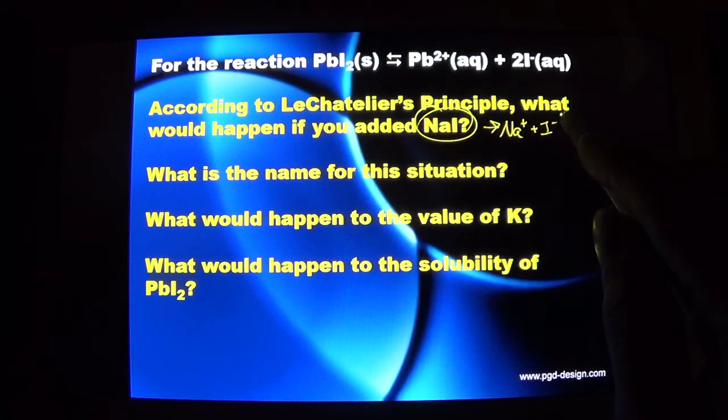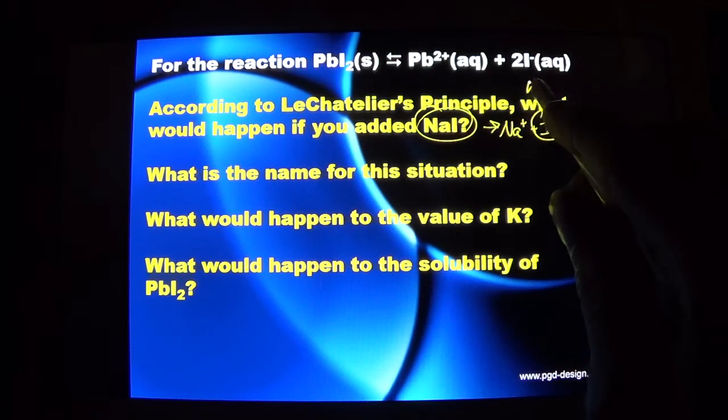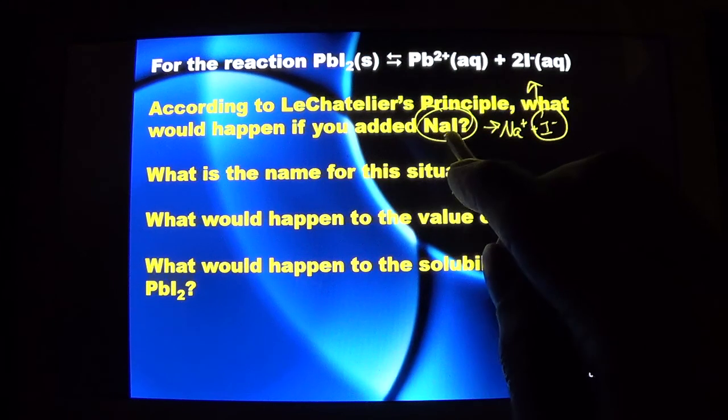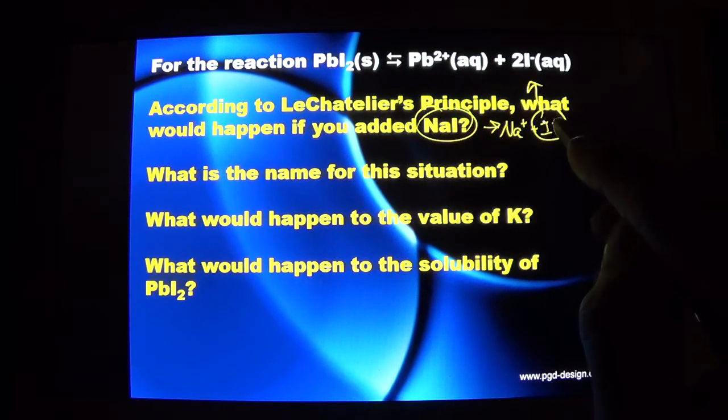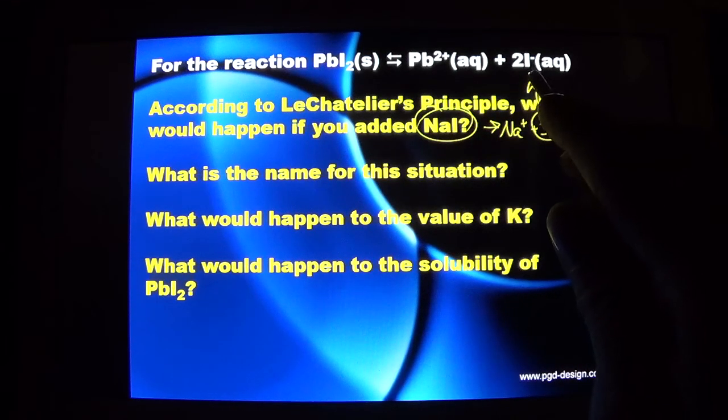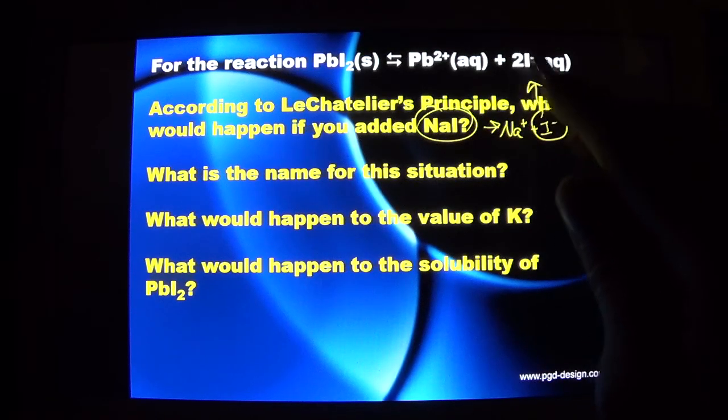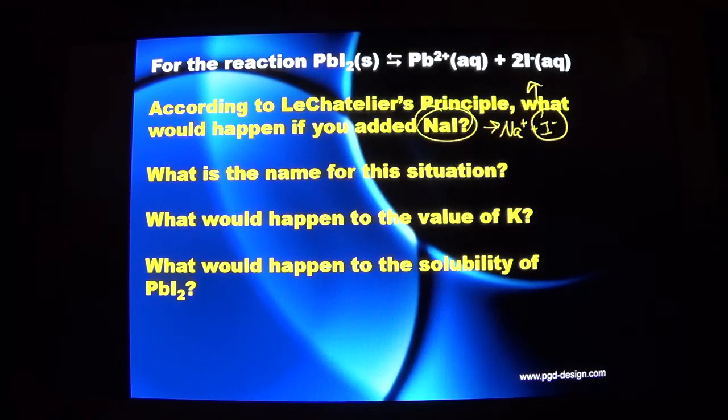Now check out what I have. I do have a match. So by adding sodium iodide, I am effectively adding iodide ions. I'm effectively changing the equilibrium. I'm messing with the amount of the iodide in the products.